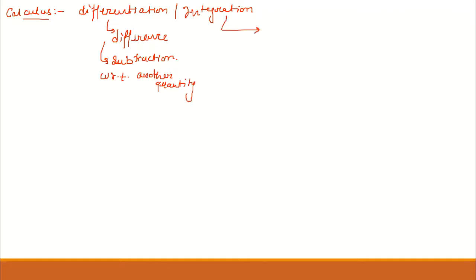Differentiation is something where we calculate the subtraction or difference of any quantity with respect to another quantity or another variable. Whereas integration is nothing but to integrate, it means to add something or to sum. So in simple words, I can say that differentiation and integration are opposite to each other.